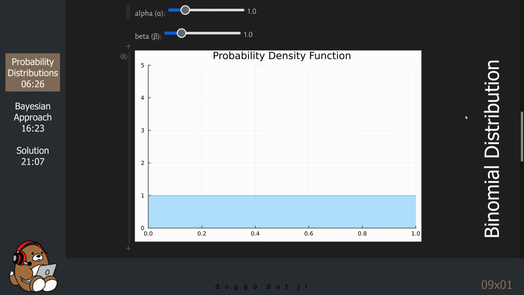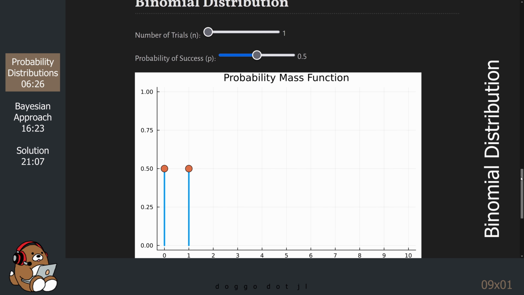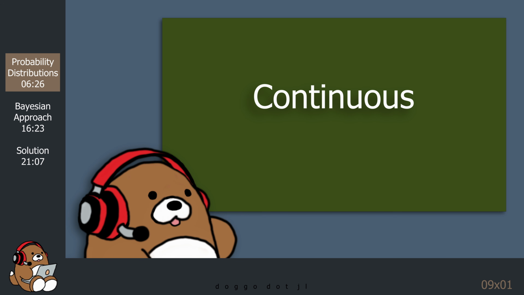The last distribution is the binomial distribution. Both the normal distribution and the beta distribution are examples of continuous probability distributions, meaning that the data can be any value within a certain range. The binomial distribution is an example of a discrete probability distribution, meaning that the data can only be certain values.